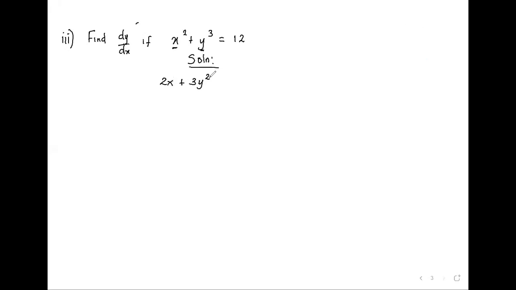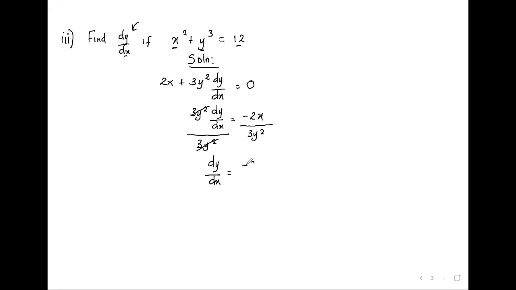But because the question says find dy/dx, it means y is a function of x. So every time I differentiate y, I multiply by dy/dx. We differentiate 12, we get 0. The question says find dy/dx, so we have to make dy/dx the subject. So remain with 3y squared multiplied by dy/dx when we take 2x to the other side, where it goes as a negative. To remain with dy/dx, you divide by whatever is being multiplied by dy/dx. You divide by that thing, and so this and this will cancel. So we have dy/dx is equal to negative 2x divided by 3y squared.